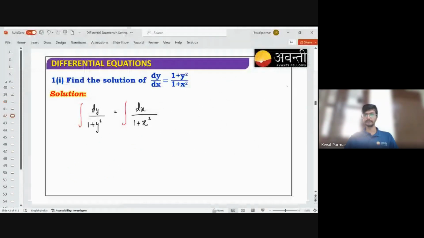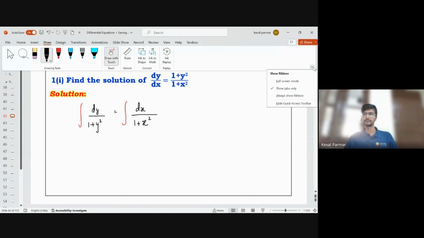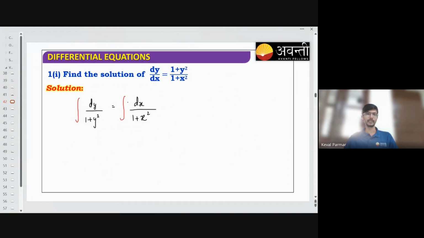And if we integrate, okay. So what is the integration of 1 upon 1 plus y square? It is tan inverse of y is equal to tan inverse of x plus c. This is my answer. So simple. Got it? All clear till here?